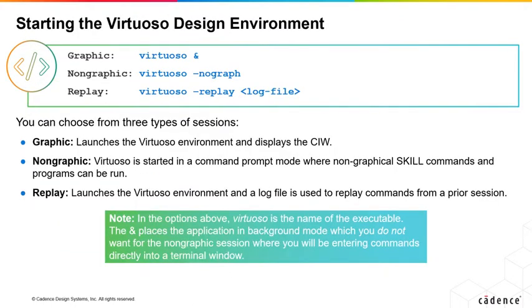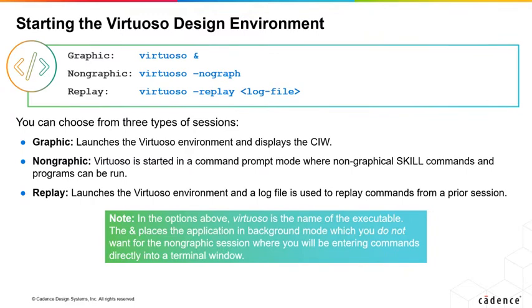Okay, so now that we know a little bit about what skill is, what skill functions can do, and types of data that can be returned by skill functions, let's step back a little and look at how we use skill in the Virtuoso design environment. So we have two types of sessions that we can work with. One is a graphic session. The other is a non-graphic session. You can also replay a Virtuoso design environment session. If you've created one prior and captured the log file, you can use that log file to replay the design environment session.